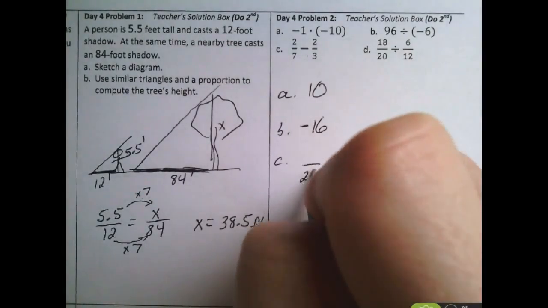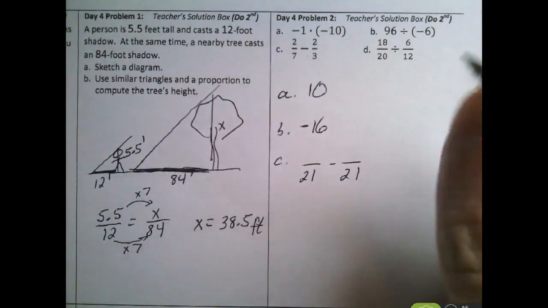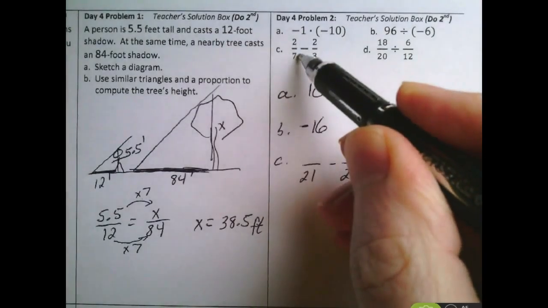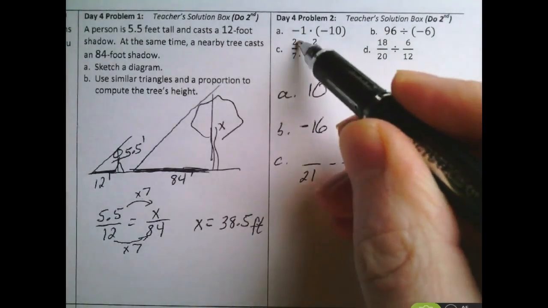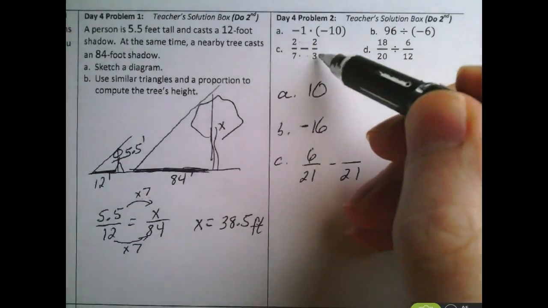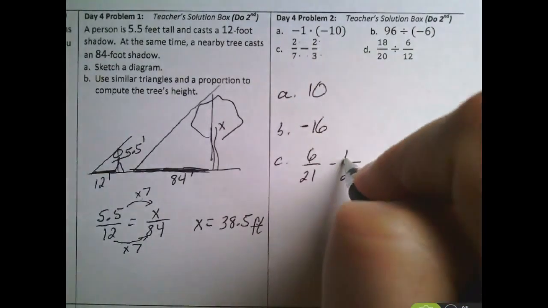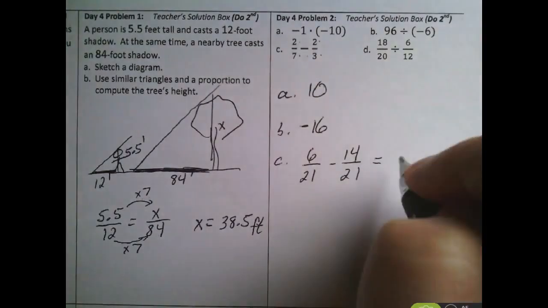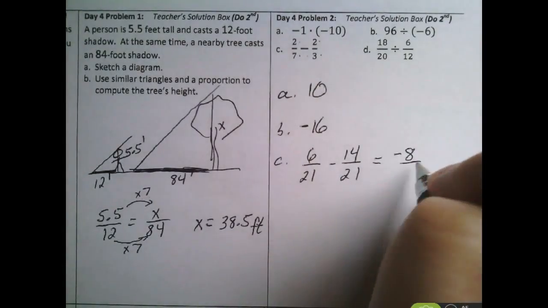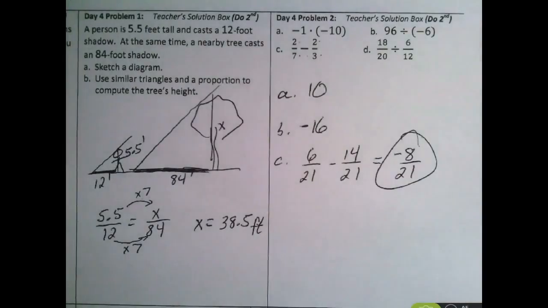Let's rewrite them so that they use 21 as their denominator. So this needs to be multiplied by 3, so 2 times 3 is 6. And this here needs to be multiplied by 7. So up here, 2 times 7 is 14. So 6 subtract 14 is -8 over 21.